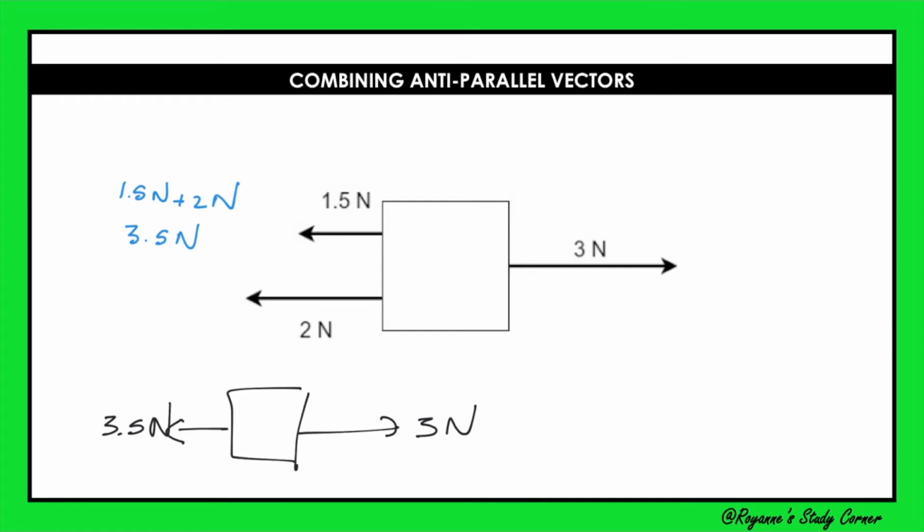Just as we did before, I'm going to put to the right as positive and to the left as negative. And now we're going to add all of the vectors around this point. So we'll have negative 3.5 newtons plus 3 newtons. And that will give us negative 0.5 newtons. This means that this box will move off with a force of 0.5 newtons in the direction of the negative force, which is this way or to the left. And it's as simple as that.